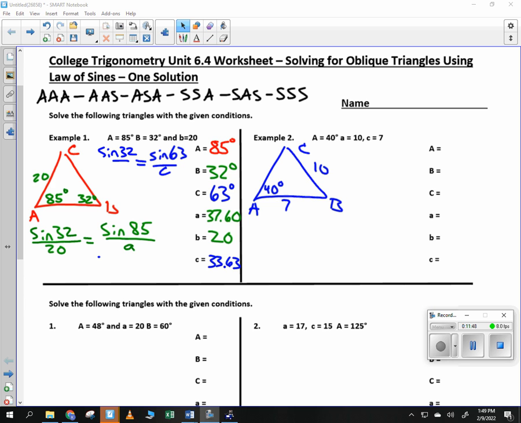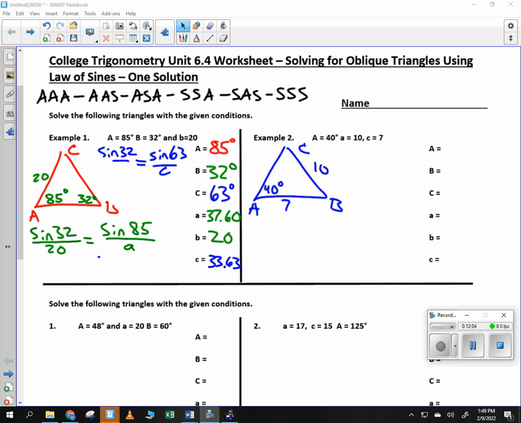The idea is that there are 2 angles here, and here there's just 1 angle, right? Here there's just 1 side, and here there are 2 sides. We all good? Now, classifying the triangle is important.